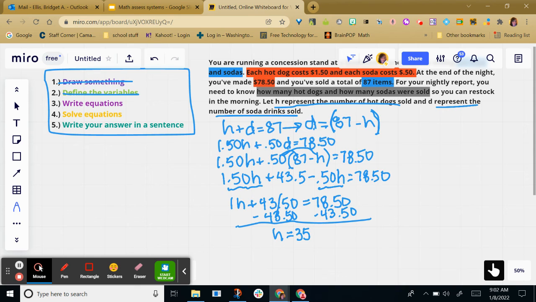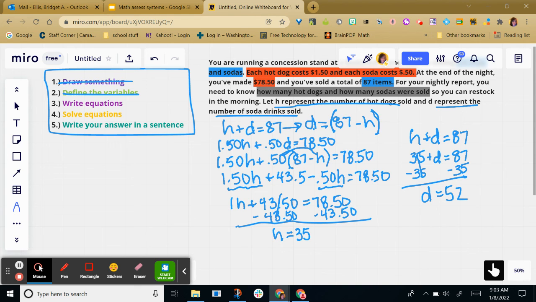Okay, how are we going to find how many drinks were sold? I bet you know. We're going to plug that right back into the easiest equation we can find, which is H plus D equals 87. But I know that H is 35, so I'm going to plug that in. Get the D by itself by subtracting 35 on both sides. D equals, what does that look like? 52. So I've sold 52 drinks and 35 hot dogs.